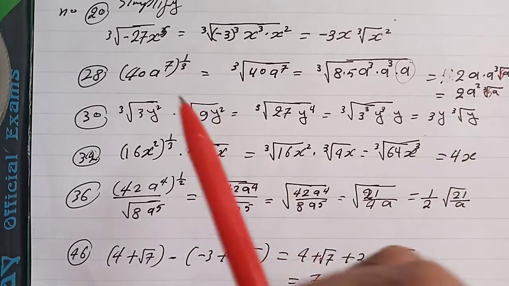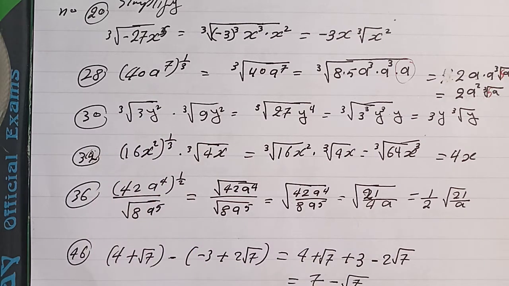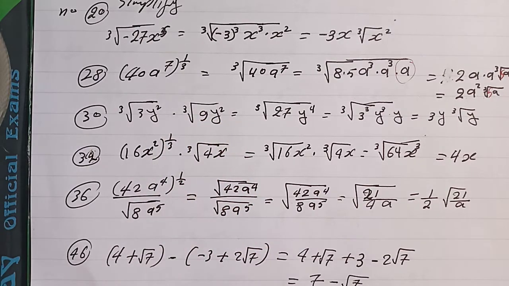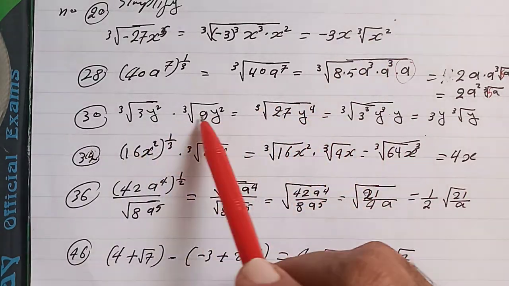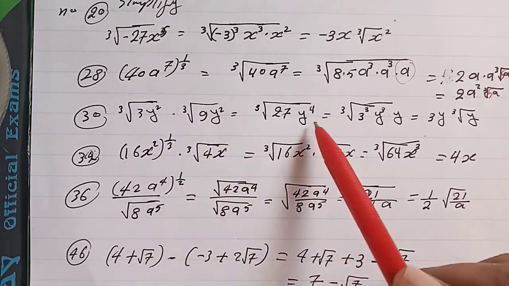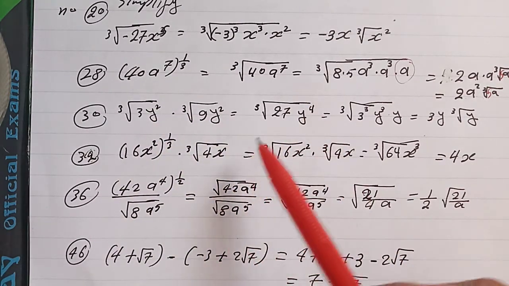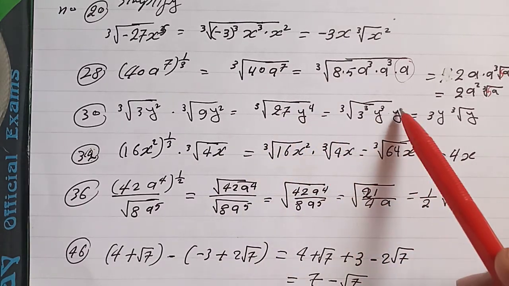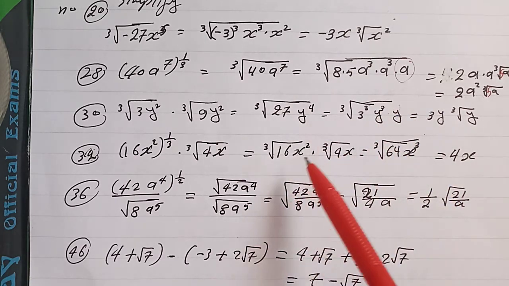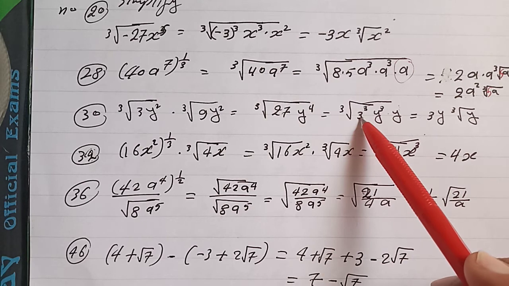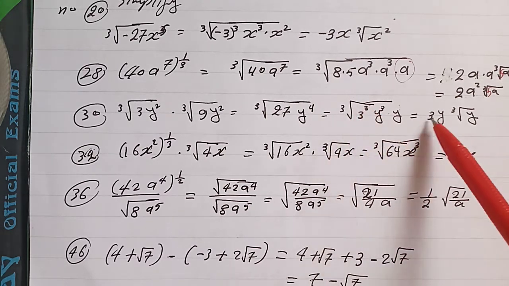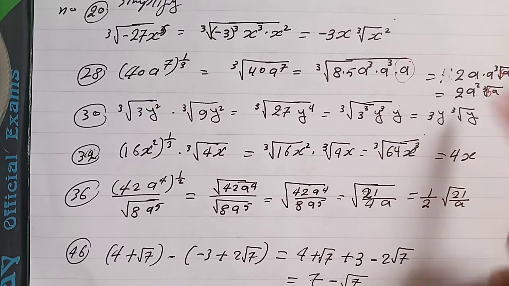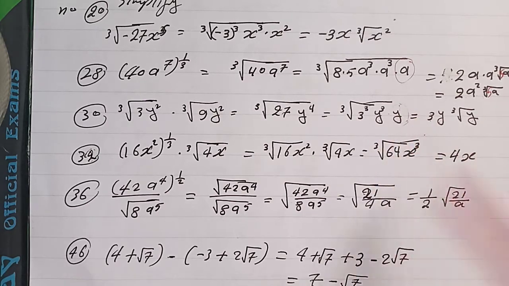What about the cube root of 3y squared times the cube root of 9y squared? You can merge these two roots into one. The 3 times 9 equals 27, and y squared times y squared equals y to the power 4. The 27 is 3 to the power 3, and y to the power 4 equals y to the power 3 times y to the power 1, because 3 plus 1 equals 4. The cube root of 3 cubed equals only 3, and the cube root of y cubed equals only y, and this other y will stay under the root.